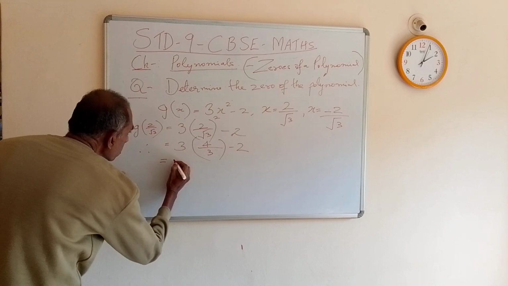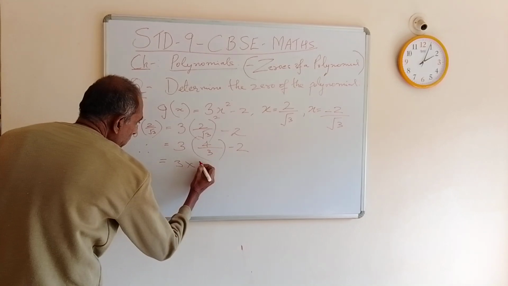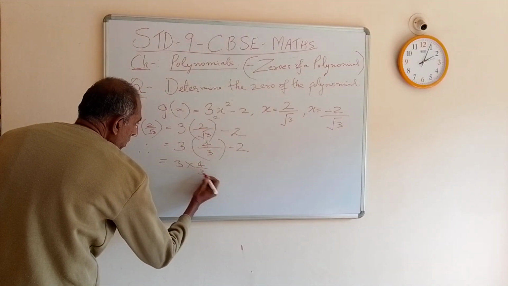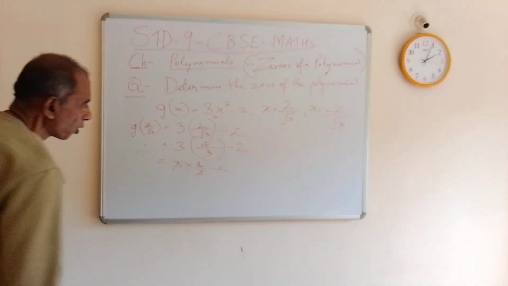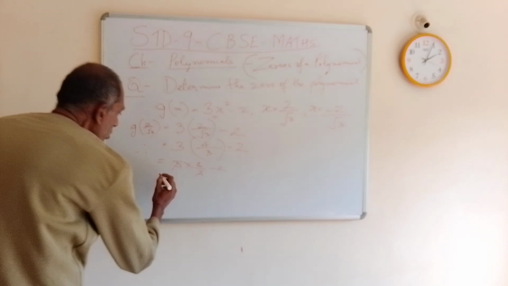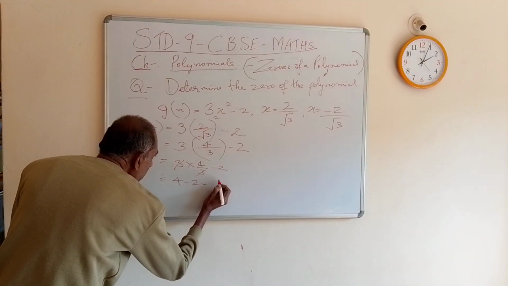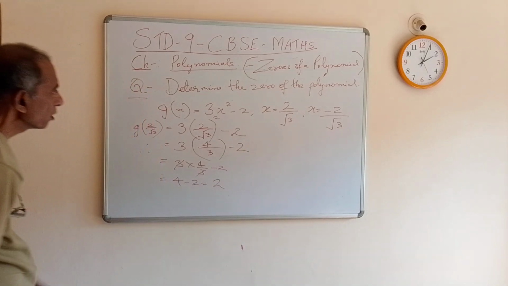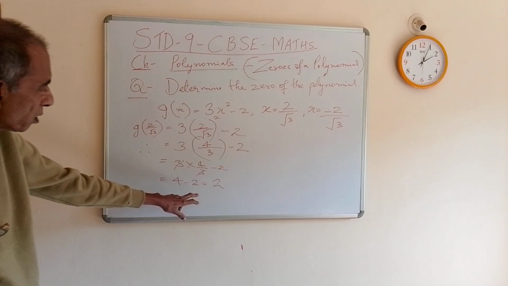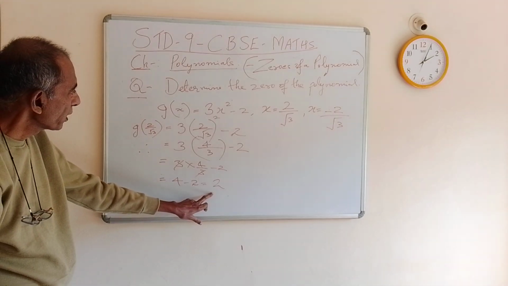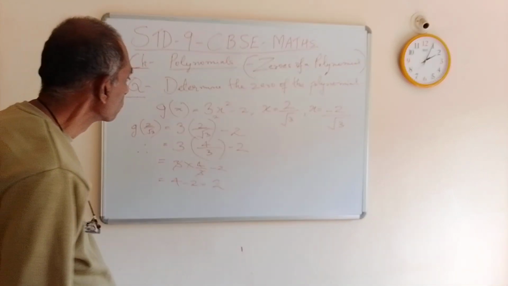So that is equal to 3 into 4 upon 3 minus 2. Here this 3 and 3 get cancelled. So what remains is 4 minus 2, that is 2. So in this equation, determine the zero of the polynomial, we are getting the value as 2.